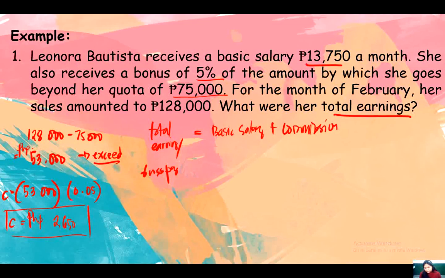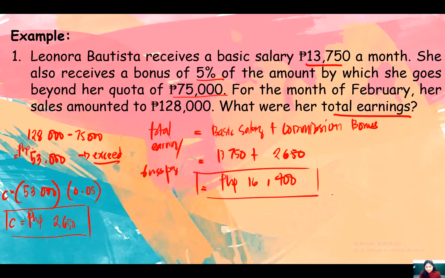Okay? So we have the basic salary of 13,750 plus the commission bonus which is 2,650. So the total is 16,400. So this is Leonora Bautista's total earning, 16,400. Okay po, next.